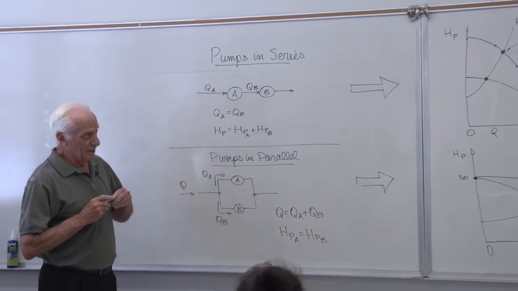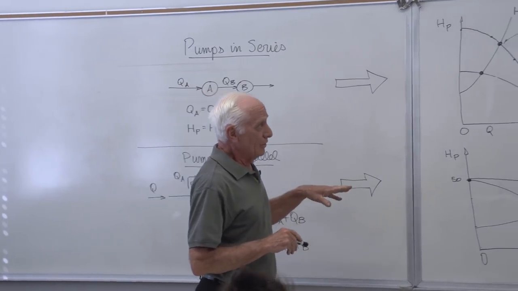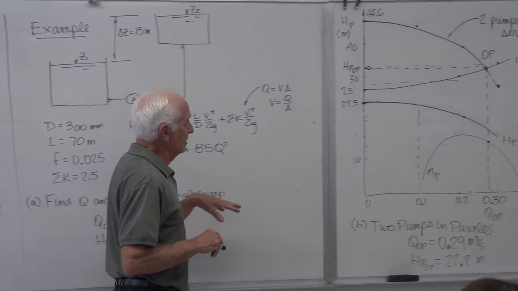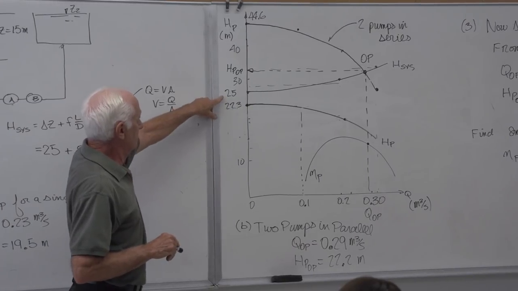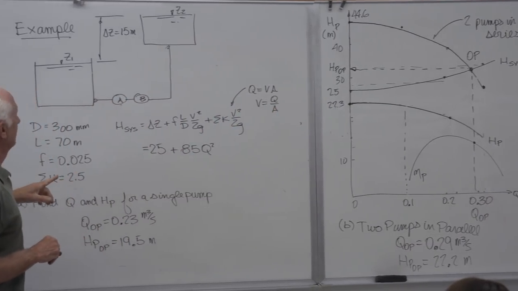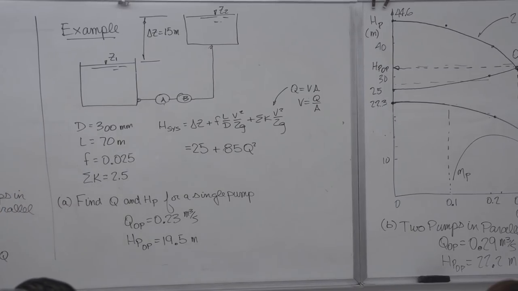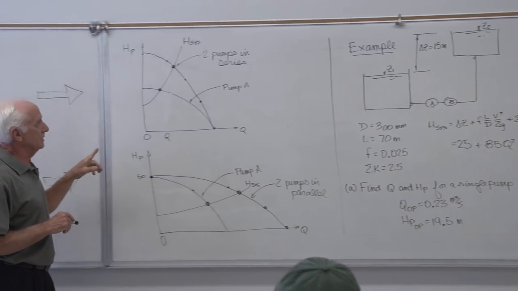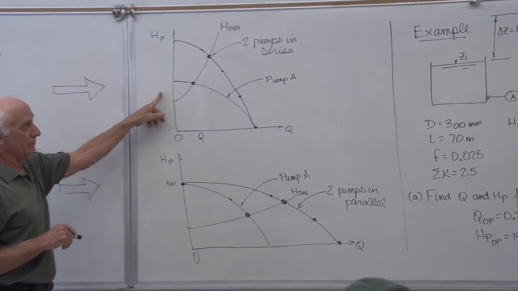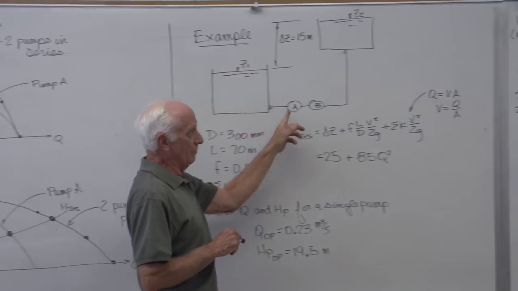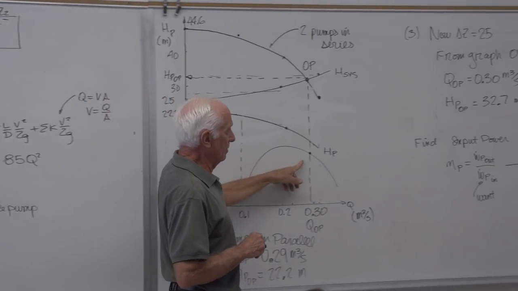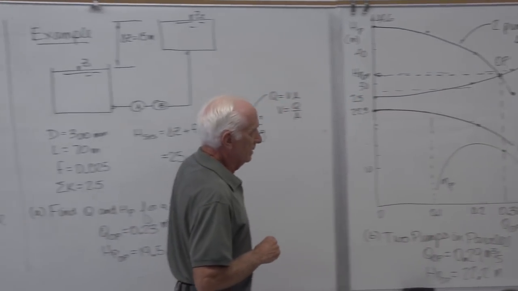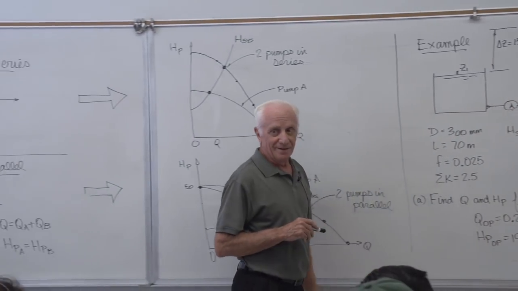This is a good example because we start off with a single pump. We then put two pumps in parallel. We solve that. And then we say, well, what if we try and pump water to reservoirs with 25 meter separation? A single pump's not going to do it. You need two pumps. Are you going to put them in series or parallel? The rule of thumb is, if you want a higher head, put them in series. We did that, and we found the flow rate, we found the pump head, and we found the power into a single pump, W dot pump in, okay? Any questions on that?